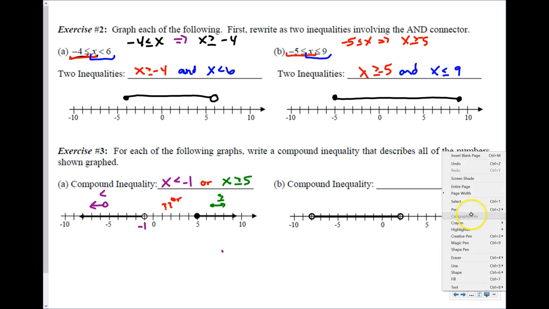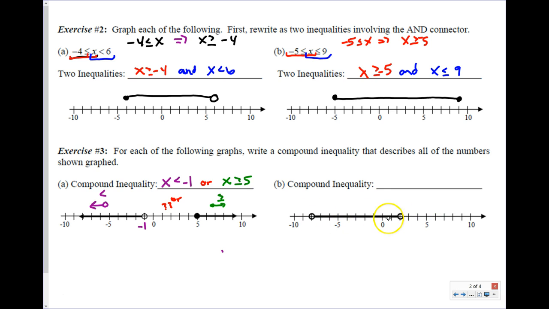Letter B, this is an AND statement because it's connected to both. I'm going to label this as a -8, and this is labeled as a 2 on my number line. So I can write this two different ways. I can write it as x is between -8 and 2. Now I'm going to want open circles here. I want less than signs. So I can write it in this notation where -8 is less than x is less than 2.